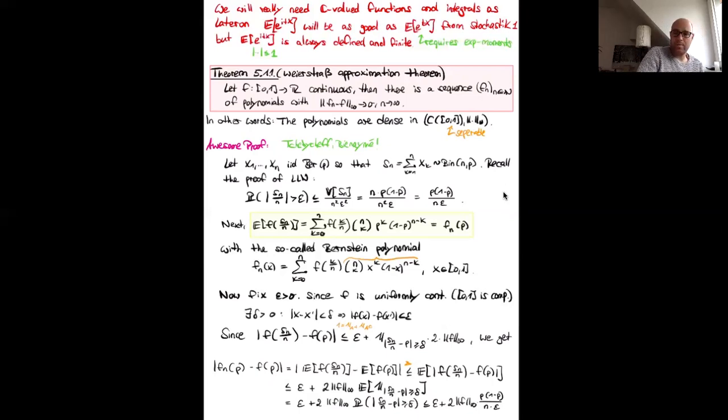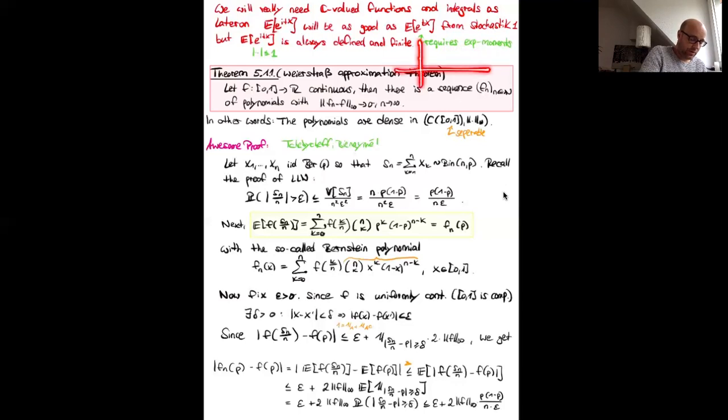The statement of the theorem, in an abstract way, is to say the polynomials are dense in the continuous functions from [0,1] to R. Without the abstract formulation, the statement is as follows. Take f from [0,1] to R continuous. So we are really in the Analysis 1 setting. We have a function which is continuous from [0,1] to R. Then there exists a sequence of polynomials which uniformly converges to f.